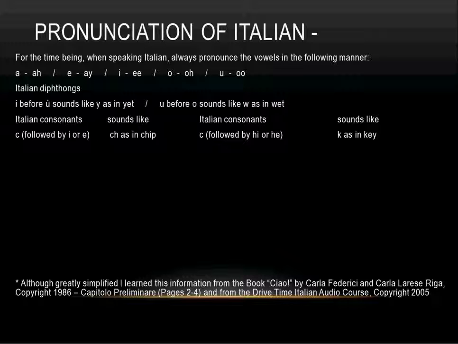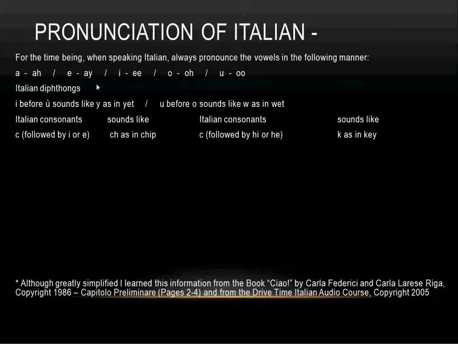However, when you have a C that is then followed by an HI or an HE, in other words, if you insert an H in between the C and the I, or the C and the E, it's no longer a soft C as in chip, but it's more like the K as in key. So the word CHI is key. Because if you remember up here, the I always sounds like E. So CHI would be key.